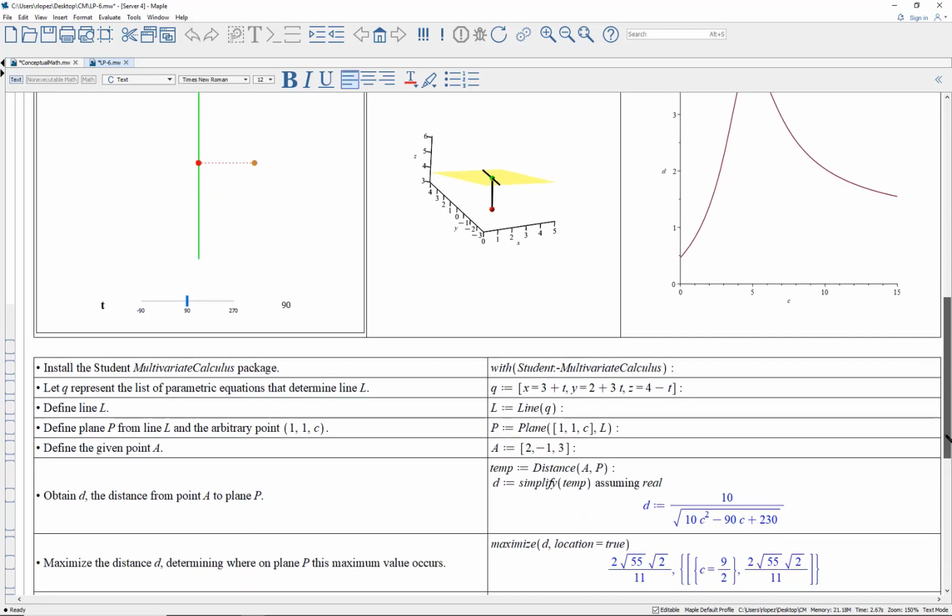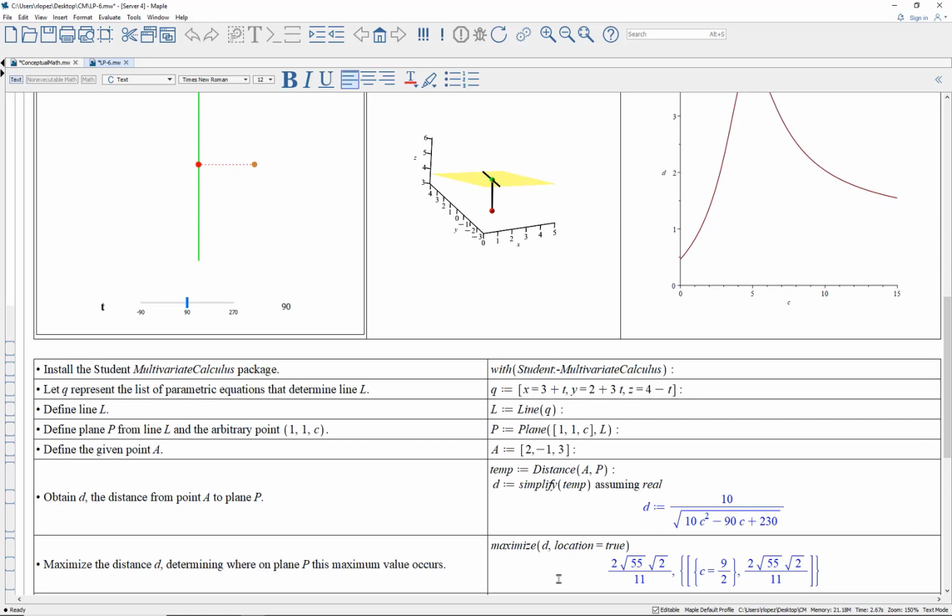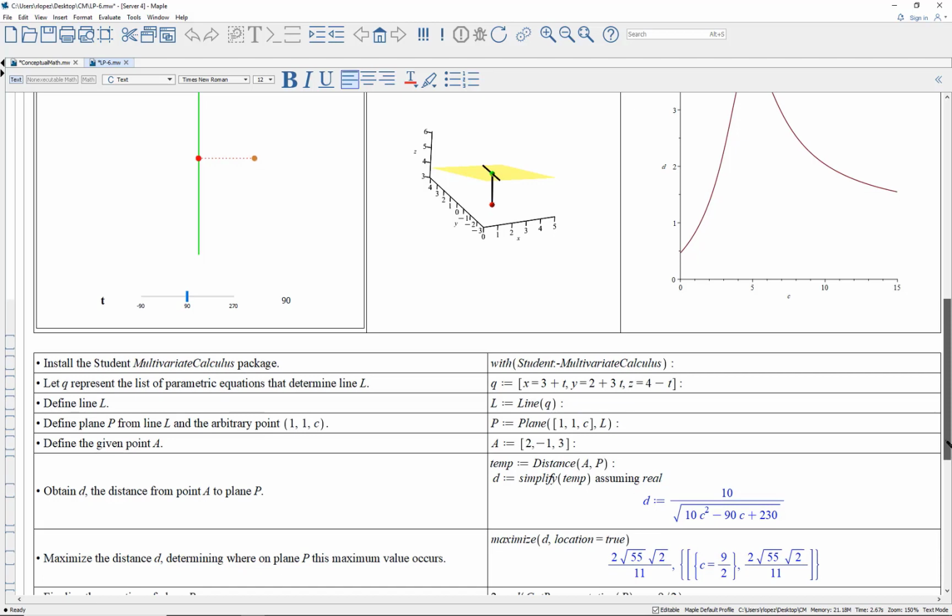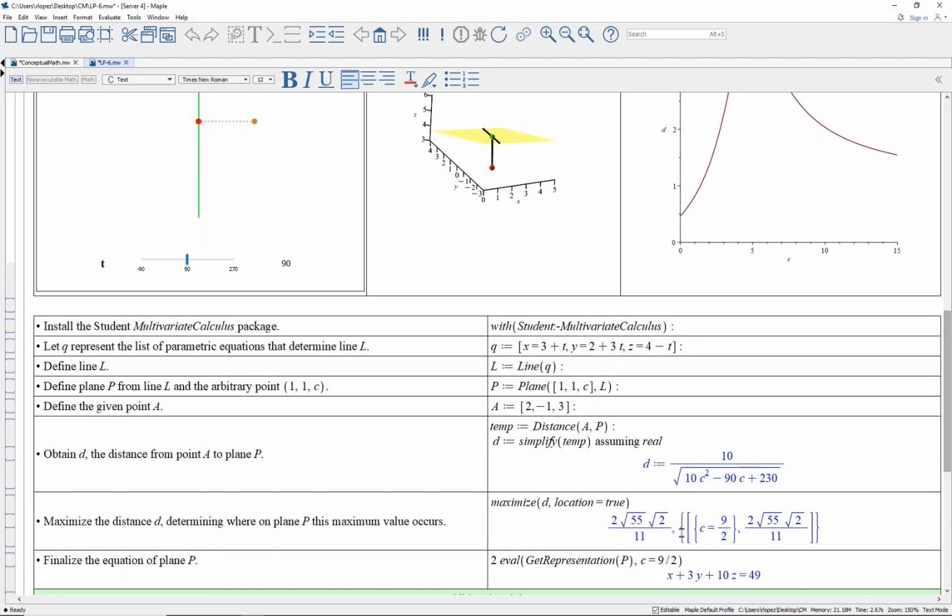So I use that maximize command we saw earlier. Location equals true gives me the value of the parameter that does the maximizing. So I get the equation for the plane. It has a C in it. I set C equal to 9/2. No fancy referencing, just typed in 9/2. And there were halves running around, so I hit it with a 2 and make the equation have integer coefficients. And that's the equation of the plane that I'm looking for.